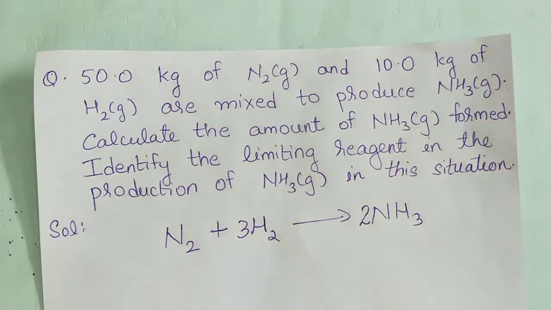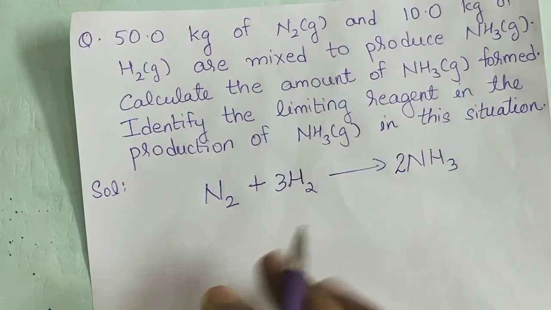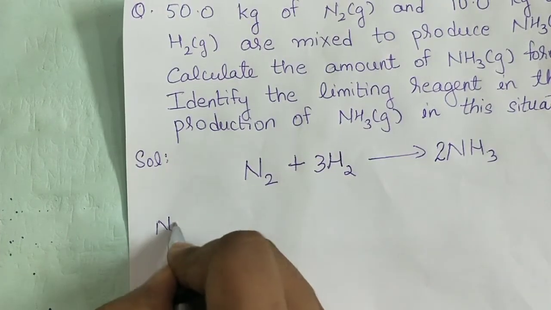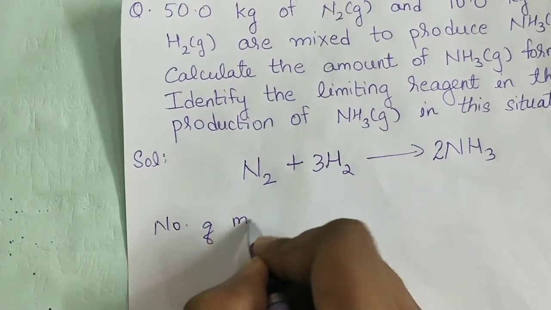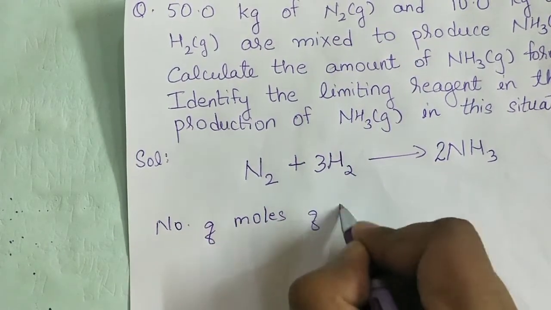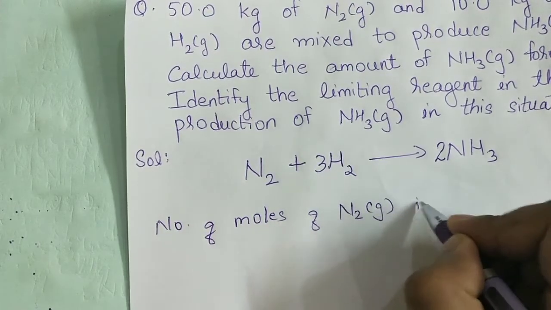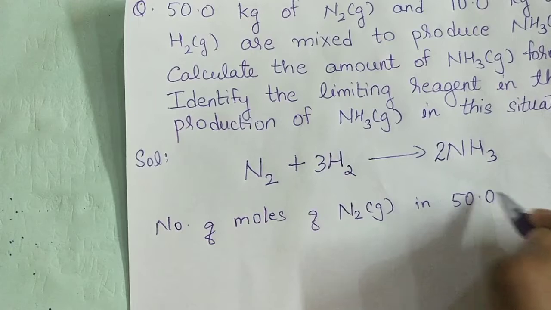Now, we have been given two quantities, 50 kg of nitrogen gas and 10 kg of hydrogen gas. The first step is to know how many moles of nitrogen gas and how many moles of hydrogen gas are available. So first we'll count the number of moles of N2 gas in 50 kg.